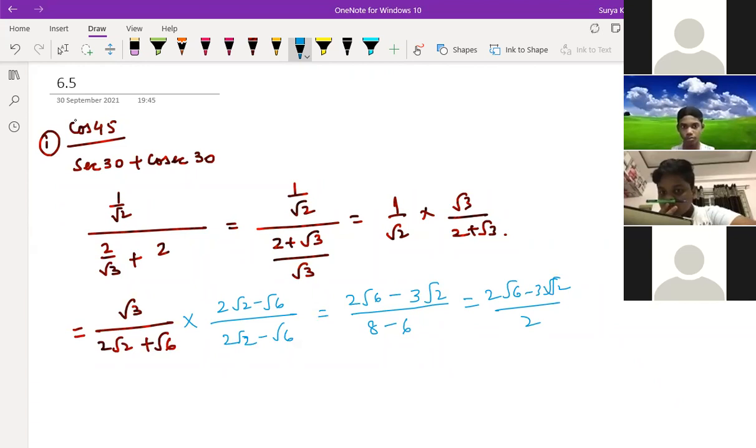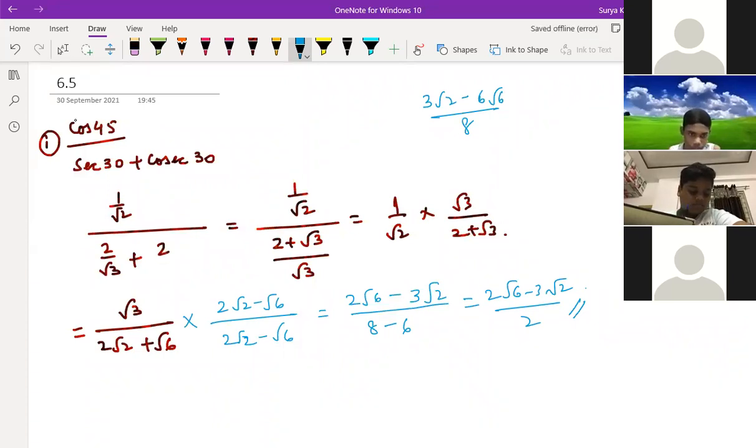What is the answer coming, Drishi, for this? Drishi? Sir, it's 3 root 2 minus 6 root 6 upon 8. This one is the answer. Sir, it's 3 root 2 minus root 6 upon 8. Achha, is this an NCERT sum? Sir, it's NCERT. Okay. So where we're making a mistake, just check.